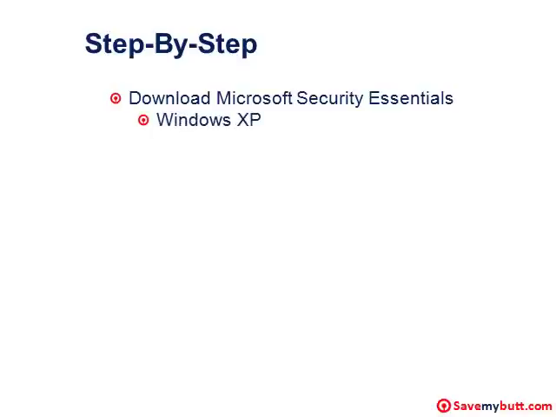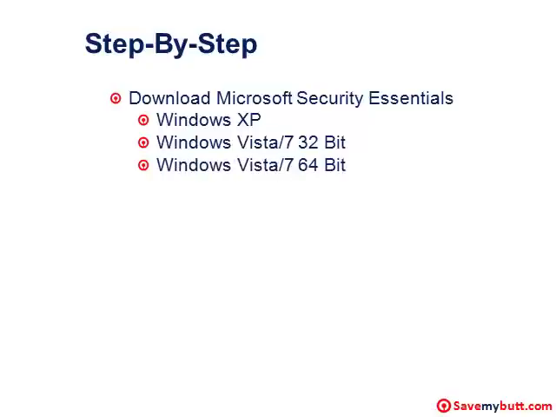So step by step, what we're going to do is download Microsoft Security Essentials. We're either going to download the Windows XP version, the Windows Vista Windows 7 32-bit version, or the Windows Vista Windows 7 64-bit version. Then after we download it, we're going to install Microsoft Security Essentials. So, if you're ready, I am, let's get started.